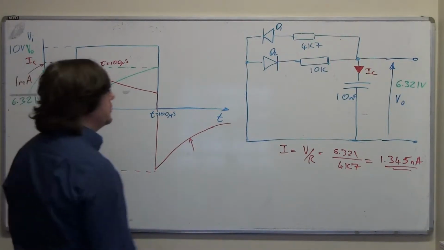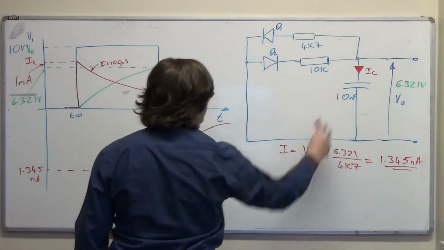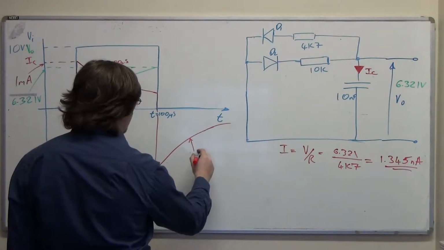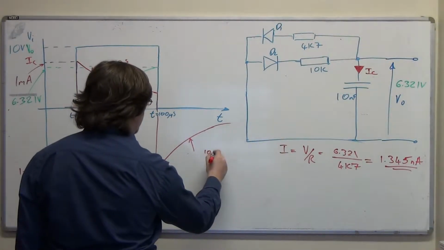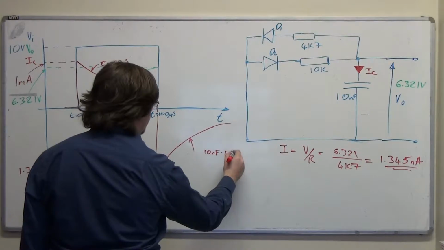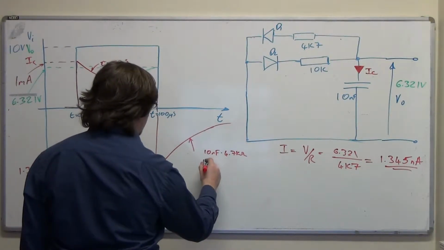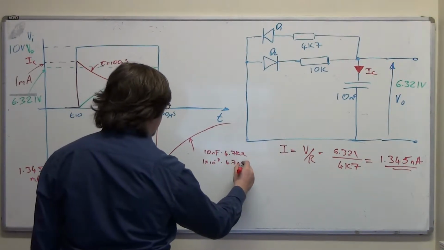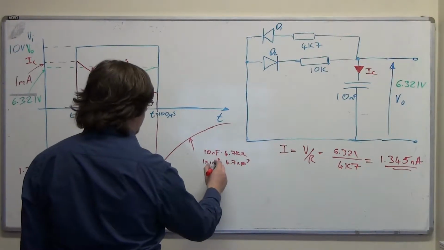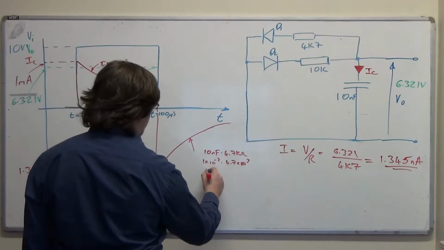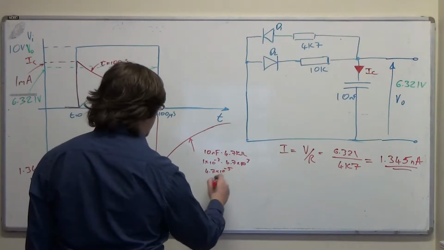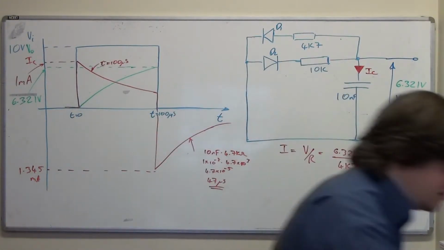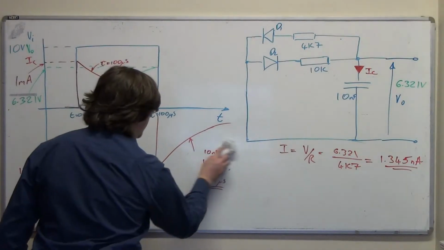And this time constant we know about as well. It will be the 4K7 and the 10 nanofarads. So we'll have a time constant here of 10 nanofarads times 4.7 kiloohms. So that's 1 times 10 raised to the minus 8 times 4.7 times 10 raised to the 3. So we've got 4.7 times 10 raised to the minus 5, which is 47 microseconds. So I'll get rid of the intermediary lines and we can just have the 47 microseconds.